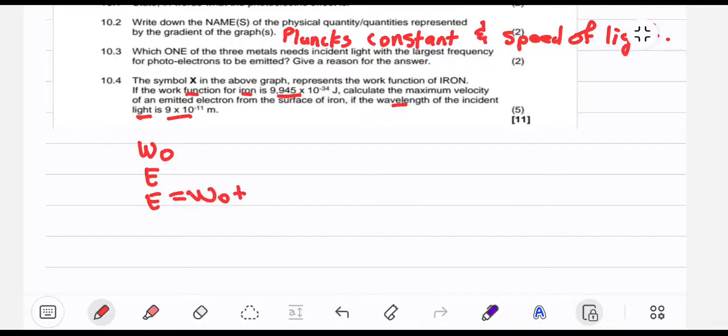E equals W naught plus EK max. After that, I solve for EK max, and then I'll go to this formula, the last one. EK max equals half m v max squared.